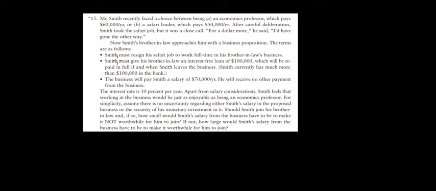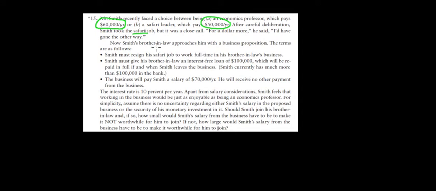Let's have a look at question 15. So Smith has two choices, either being an economics professor for $60,000 a year, so that matters, the numbers always matter, or a safari leader, which pays $50K a year, so 50,000 over here. Now, after a deliberation, Smith took the safari job.